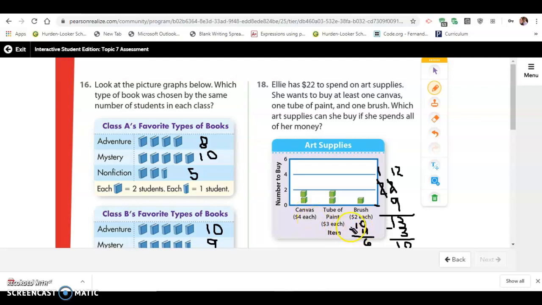So I am going to split it. I'm going to buy 1 more canvas for $4. And I am going to say 6 minus 4 equals 2. Good. And now I have $2 left, so I can buy 1 brush with that $2 that I have left.